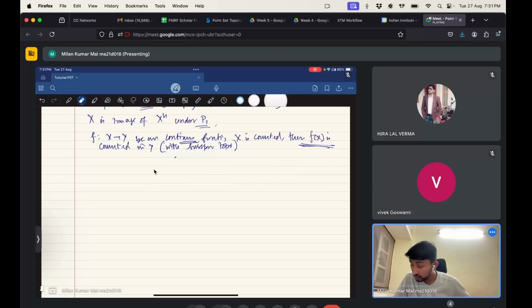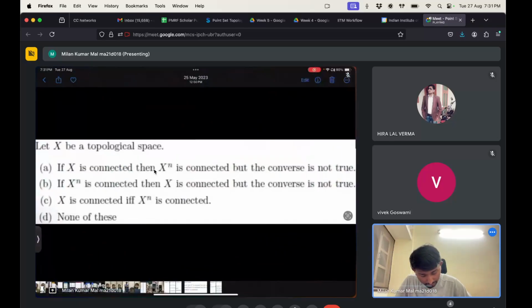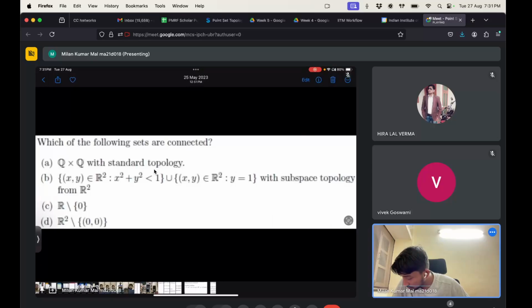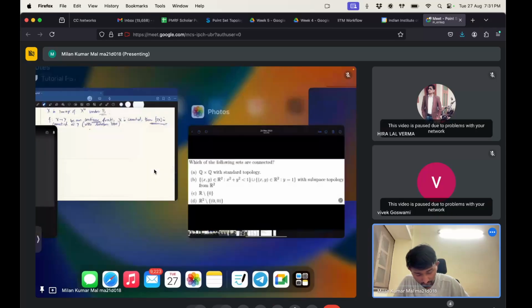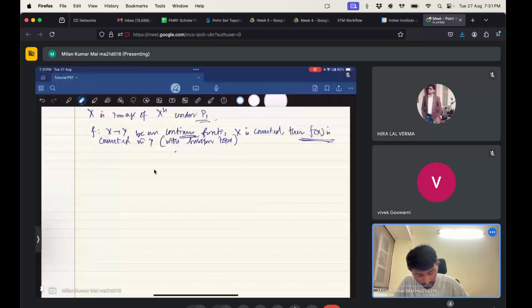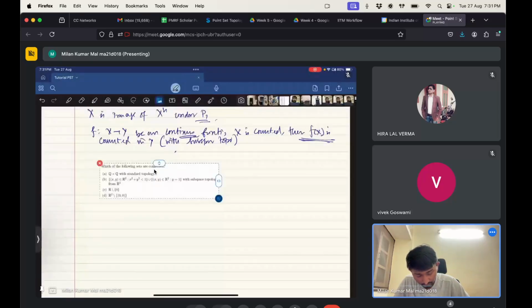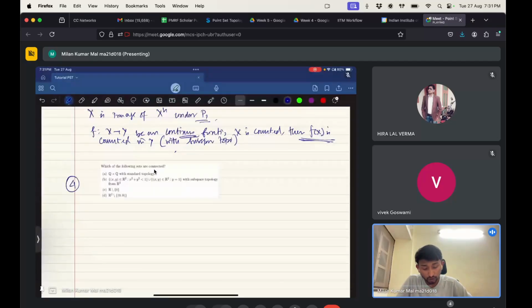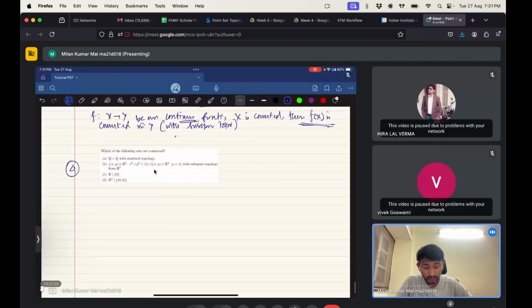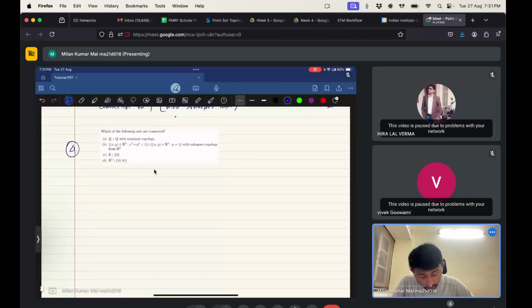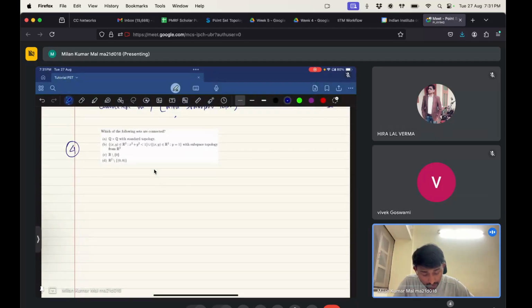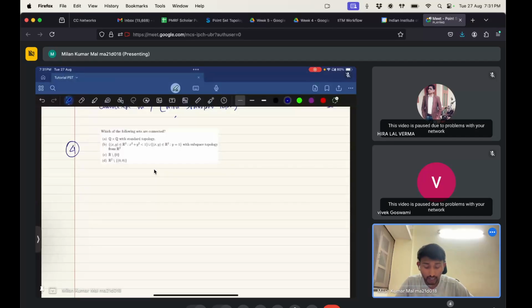Okay, now question number 3 is done. Question number 4. What question number 4 says is: which of the following sets are connected? Q cross Q with standard topology, the X axis cross Y, the circle plus a line, and R minus 0, R square minus 0.